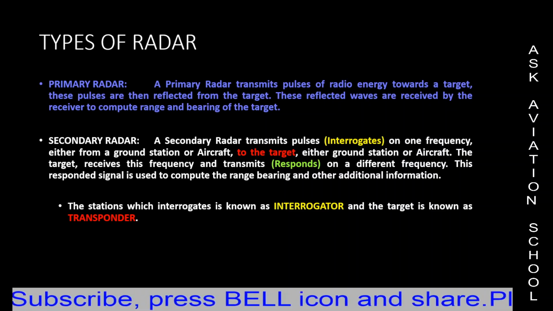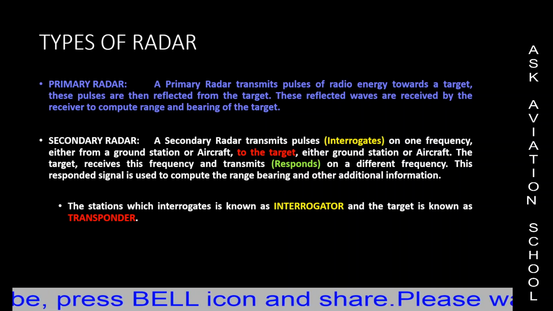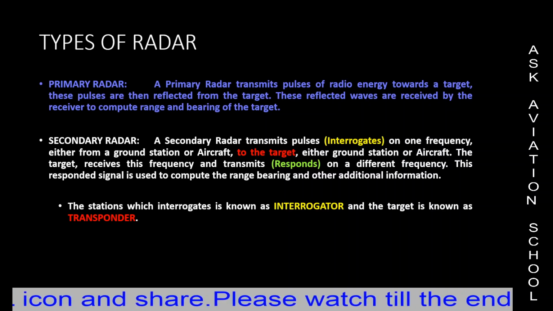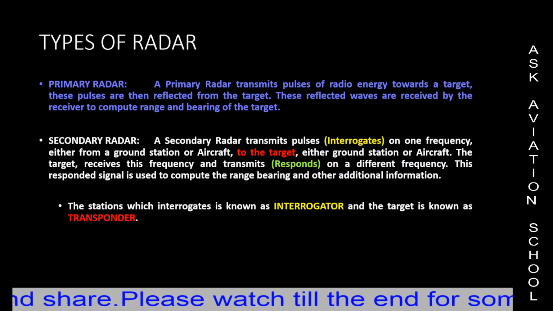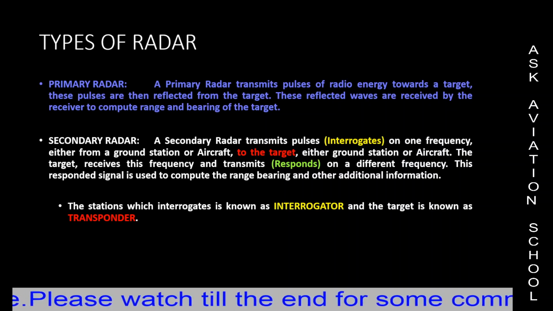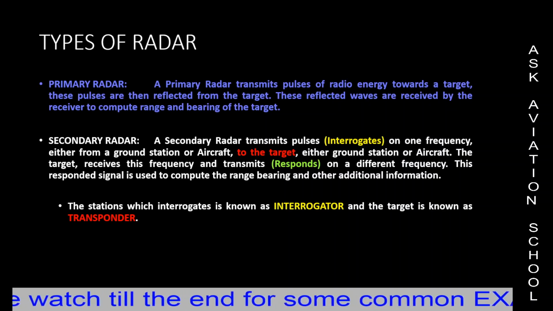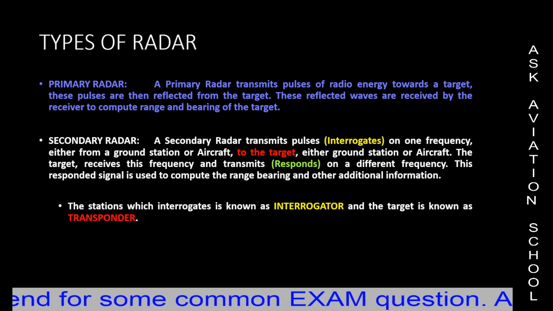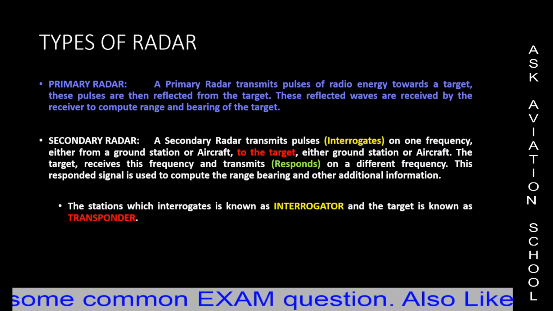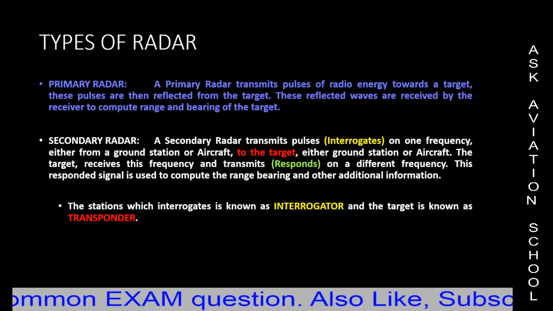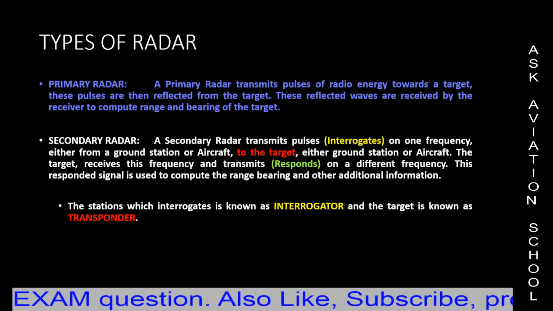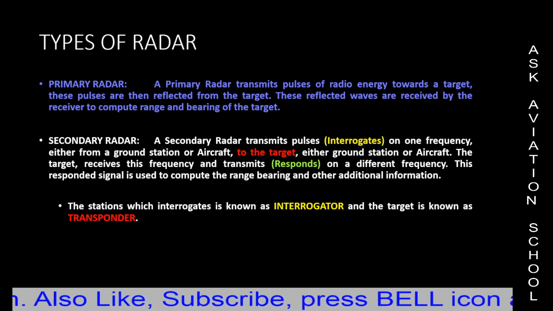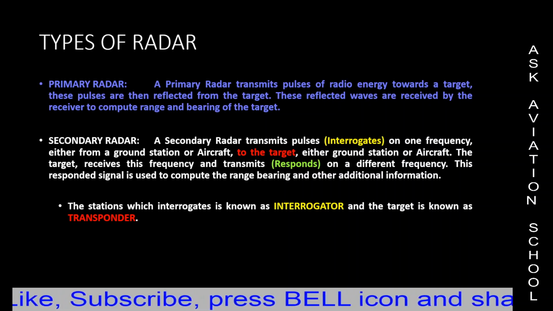Whereas a secondary radar transmits pulses which we call interrogation pulses. That means the transmitter interrogates on one frequency. This interrogator may be a ground station or an aircraft, to a target which again may be a ground station or an aircraft. The target receives the frequency and it responds on a different frequency. This response signal is used to compute the range, bearing and additional information, which we will talk about when we cover secondary radar like the SSR and the ADS-B. The station which interrogates is known as the interrogator and the target is known as the transponder.